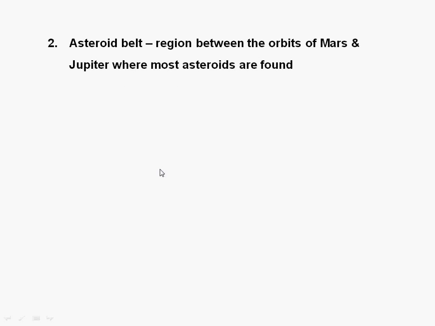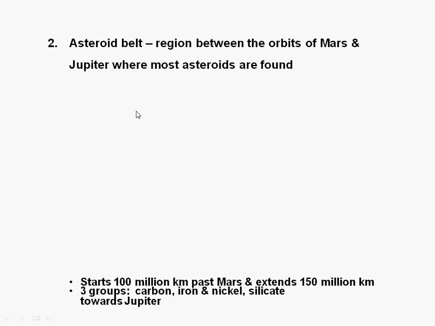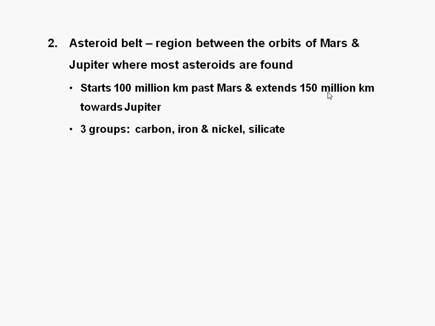So where do they hang out? Well, they hang out in an asteroid belt, and the asteroid belt is basically between Mars and Jupiter, and that's where most of them are, but some of them escape, and we'll talk about those in a minute. 100 million kilometers past Mars to 150 million kilometers towards Jupiter. That's basically where they're at.